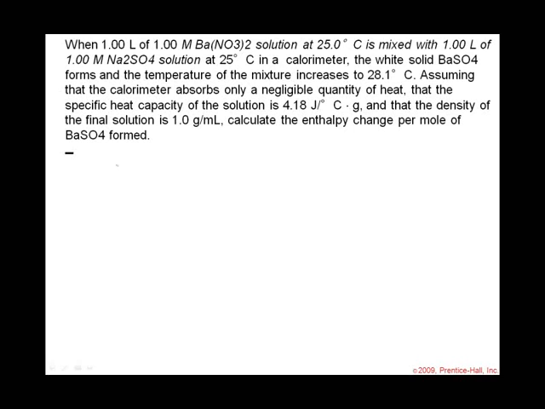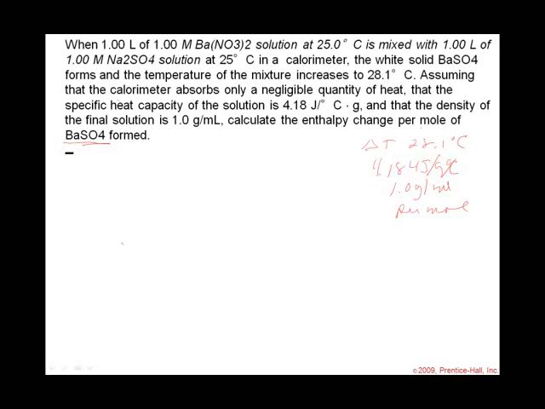And a white solid is formed, and the temperature of the mixture increases by 28.1 degrees. So I know the change in temperature is 28.1 degrees C. Assuming that the calorimeter absorbs only a negligible quantity of heat, and the specific heat is 4.184 joules per gram degrees C, and the density of the final solution is 1.0 grams per milliliter. We want to calculate the enthalpy change per mole of barium sulfate that's formed.